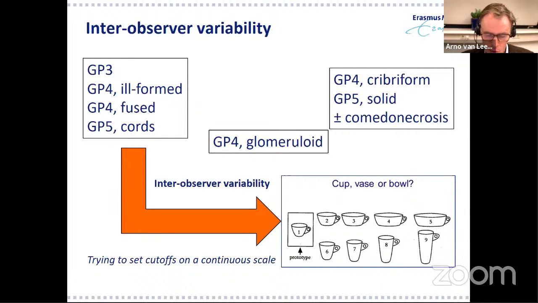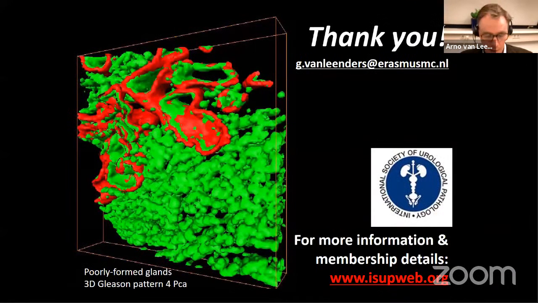And cribriform pattern is one of the most reproducible growth patterns there is. We will never have a problem distinguishing ill-defined pattern 4 or crowded pattern 3 from cribriform carcinoma. In fact, in the next ISUP webinar in December, Theo van der Kwast and Lars Egevad will specifically go into the consensus definition of cribriform pattern and its delineation from its potential mimickers. And that is the end of my presentation. I would like to thank you for your attention, and I'm happy to take any questions.